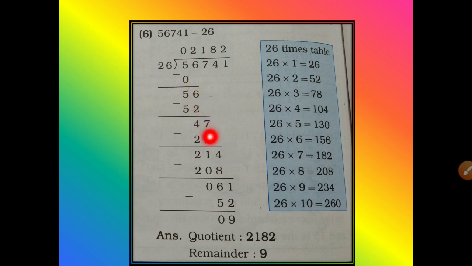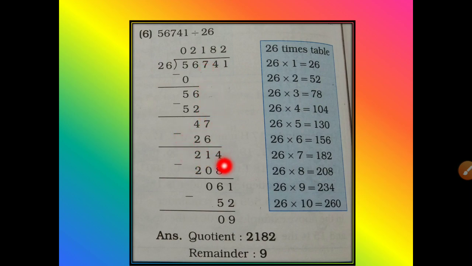Next number 7, that is 47. This number is bigger than 26, so this number will be there in the table of 26. See, 47 is not there, but the smaller number is there, that is 26. 26 ones are 26. 7 minus 6, 1. 4 minus 2, 2. This is 21.